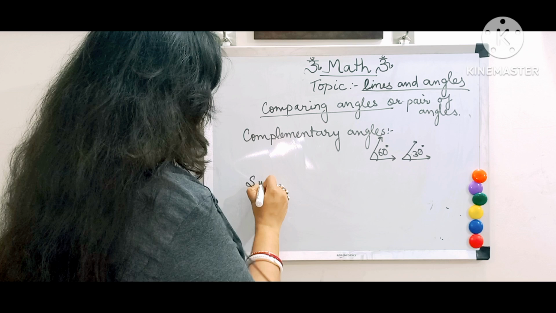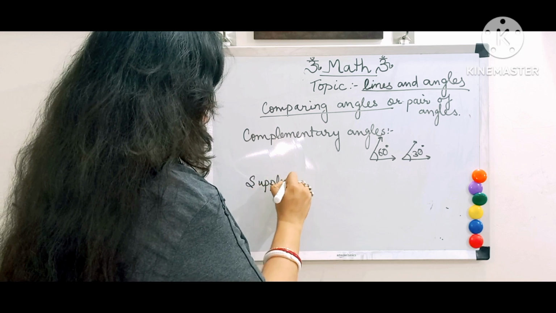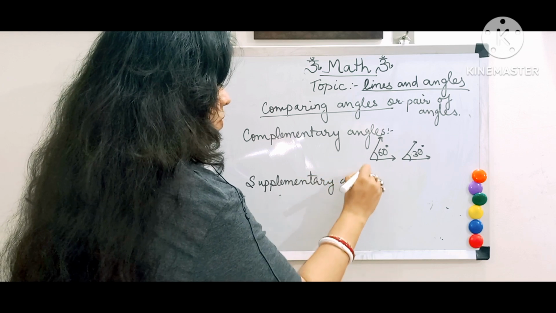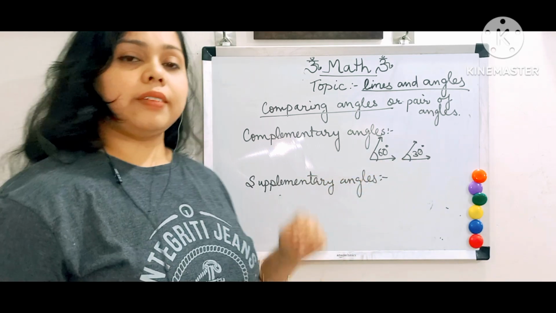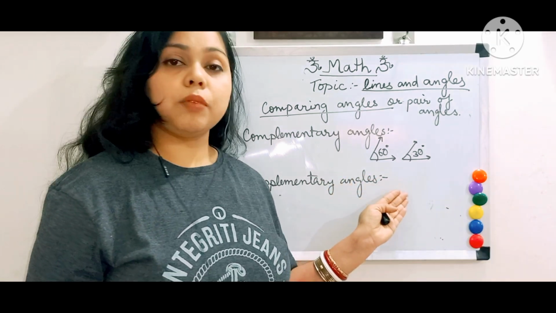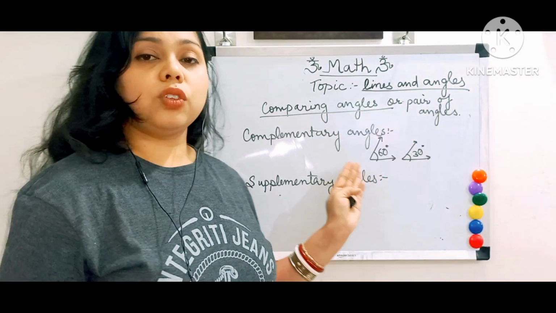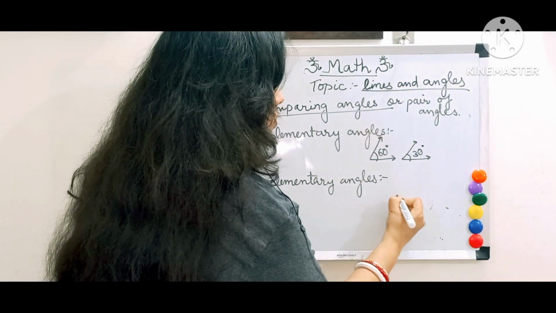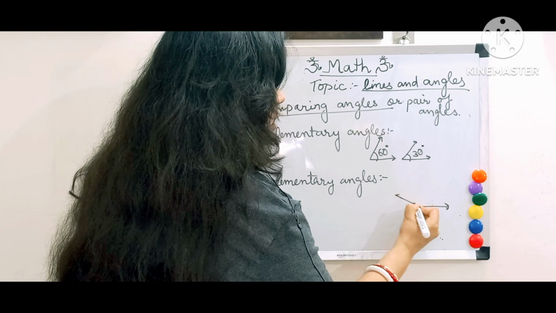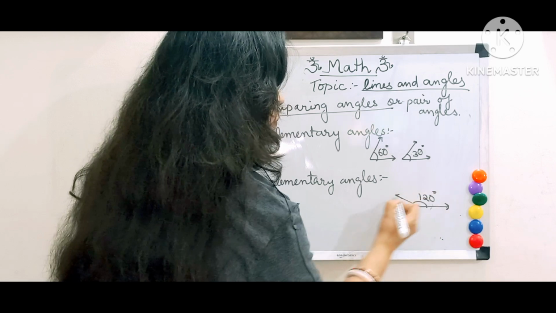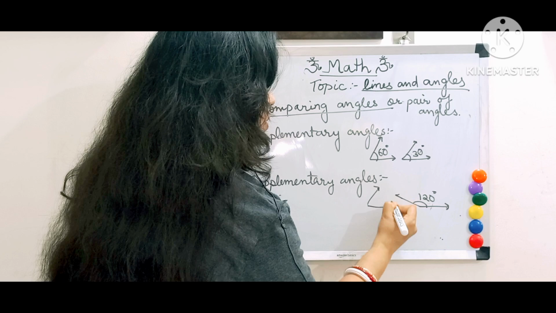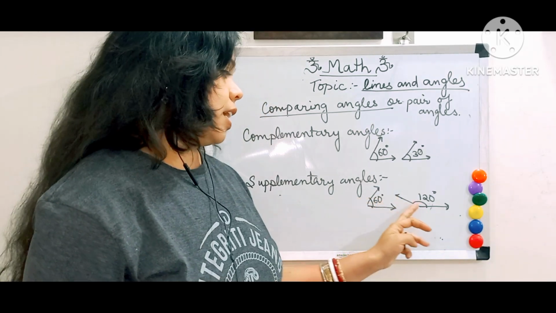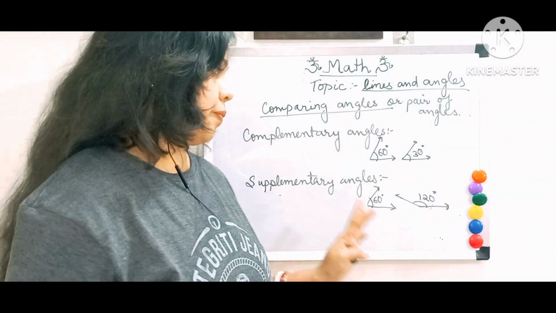Now the next angle is supplementary angle. What is a supplementary angle? When the sum of two angles is equal to 180 degrees, we will call them supplementary angles. So I can take 120 degrees, another angle I can take as 60 degrees, and the sum of 60 and 120 is 180 degrees.